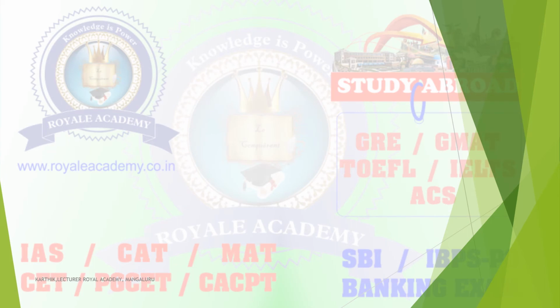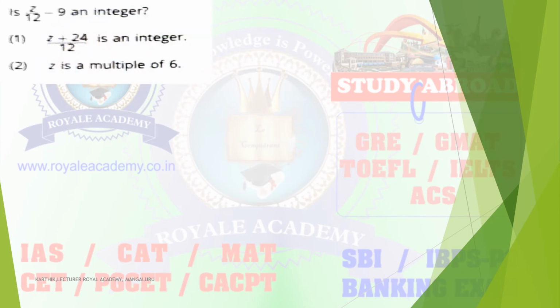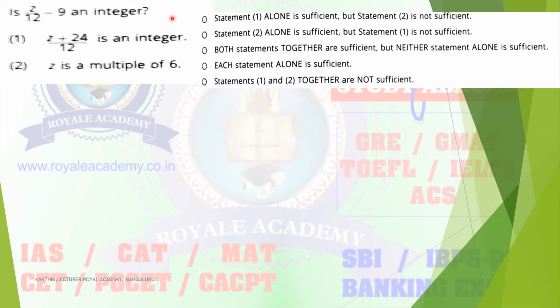So next question. Is z by 12 minus 9 an integer? In this type of question, a question that begins with "is" is a yes or no type of question. You have no need of finding the answer; you only check whether, using the statement, it is possible to find out the answer or not. So the options are like this only: total 5 options, same options.